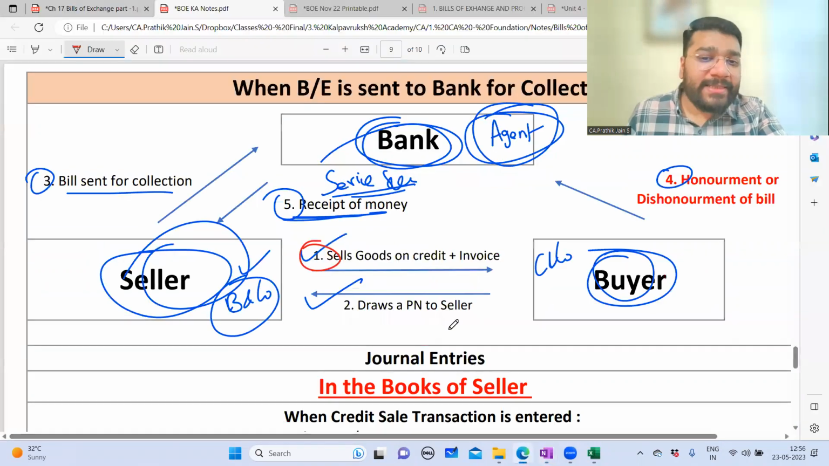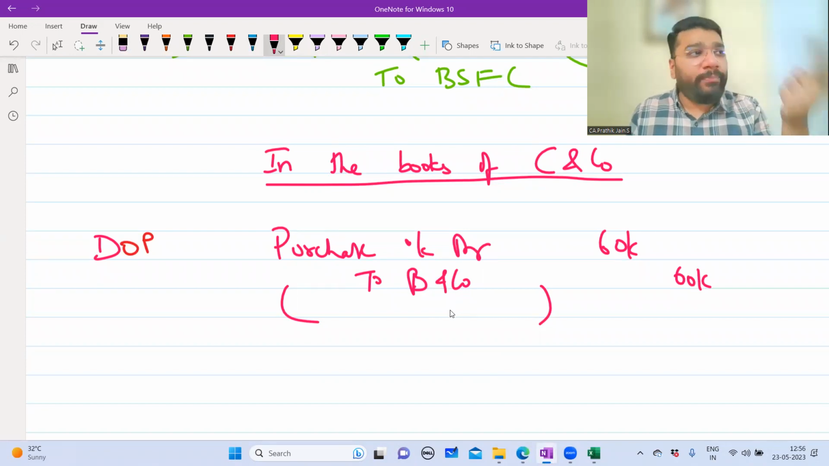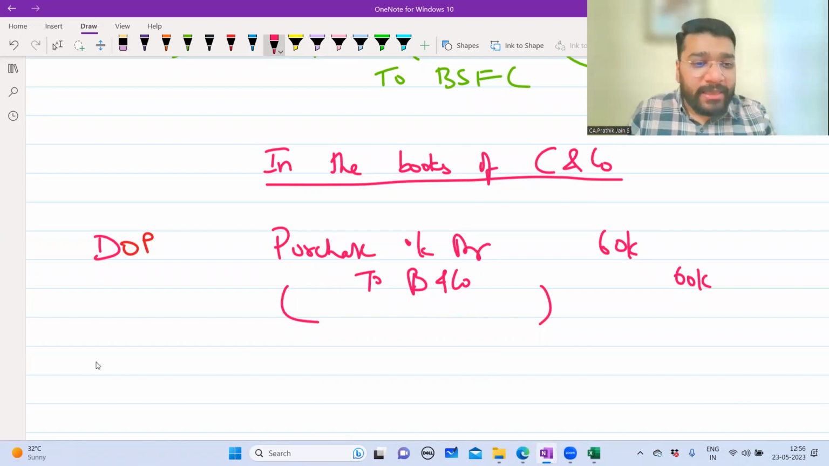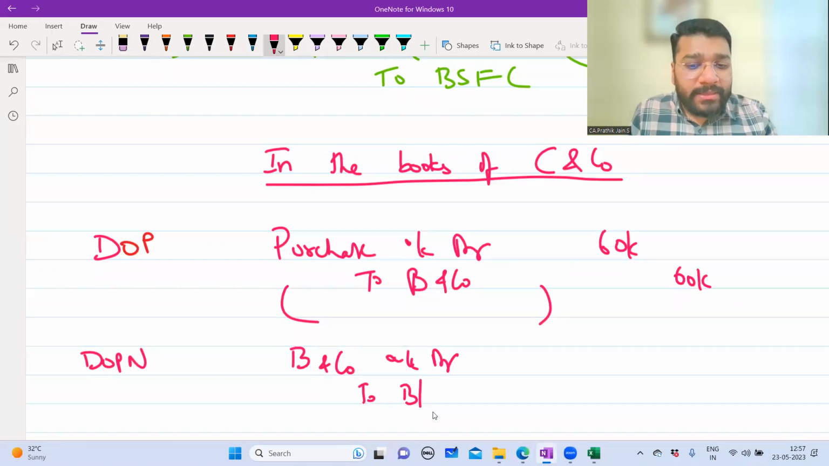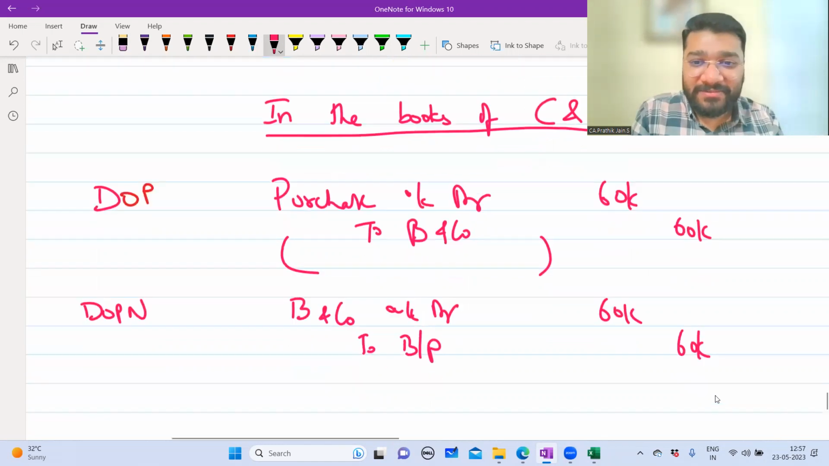Now, guys, the second transaction is happening between whom? B and Co and C and Co, because a promissory note is executed. So now B and Co is an unsecured creditor. So I need to close it by putting in a debit. B and Co account debit to bills payable, 60,000. In the exam, for God's sake, don't write BP. Don't write 60K. Marks will be deducted.